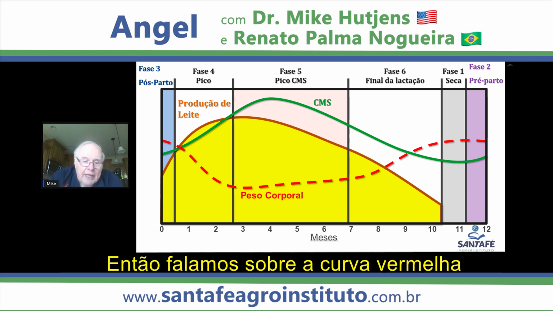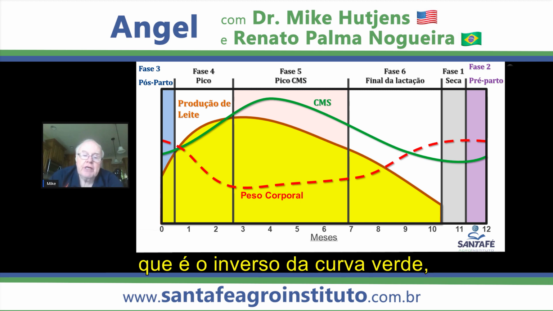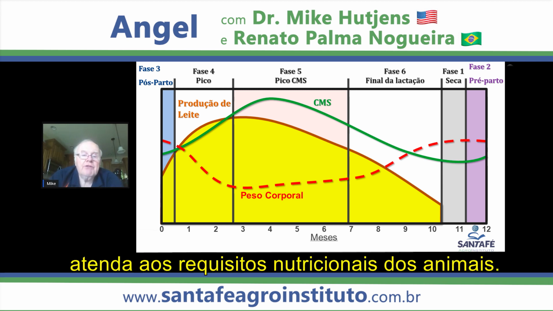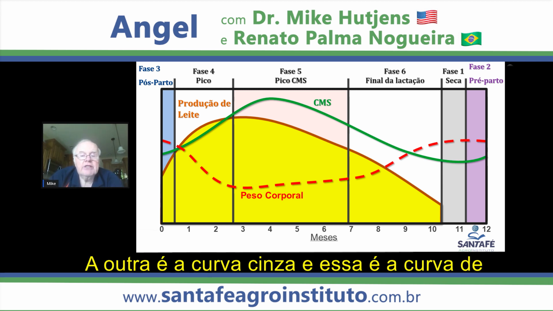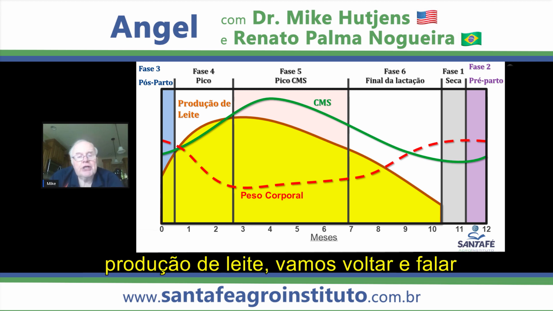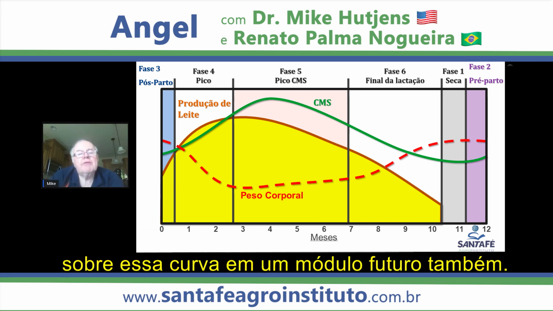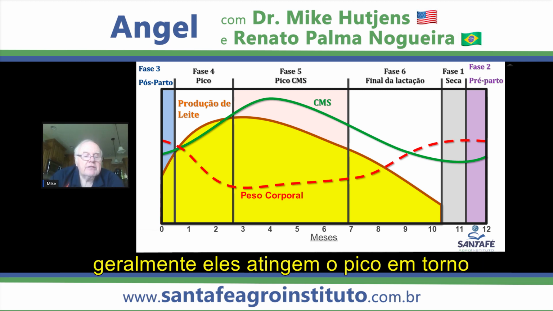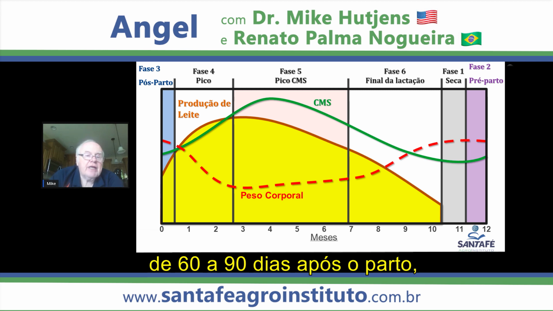So we talked about the red curve. That's kind of the inverse of the green curve. Body weight will stabilize once the dry matter intake meets the nutrient requirement of those dairy cattle. The other is the red curve, and that's the milk production curve. And we'll come back and talk about that one in a future module as well. But notice the shape of the curve. Generally, we will peak somewhere around 60 to 90 days after calving.